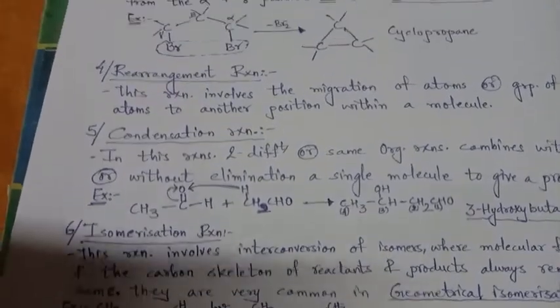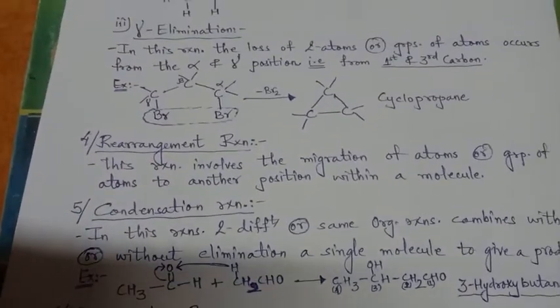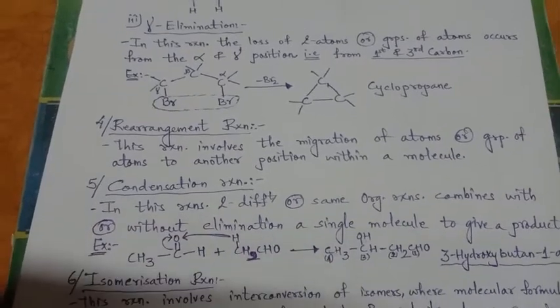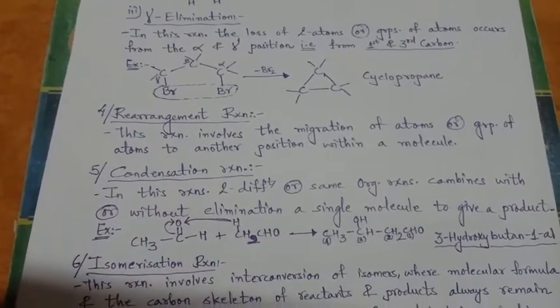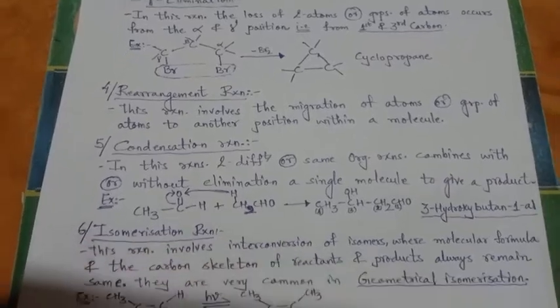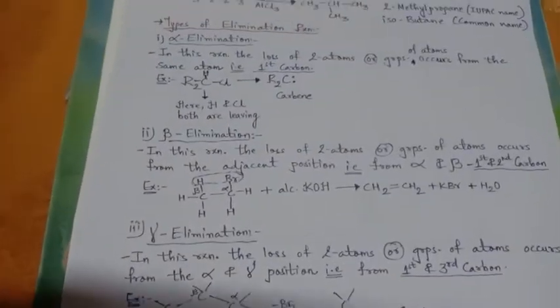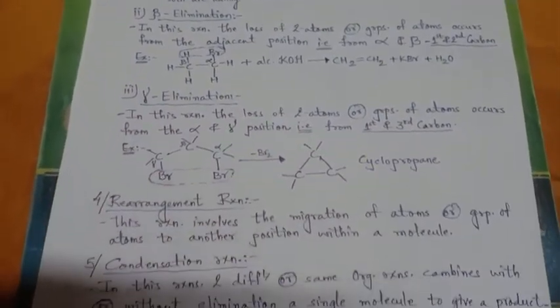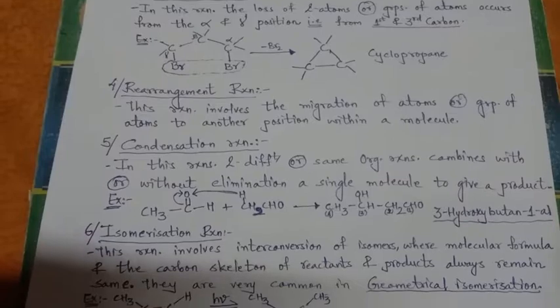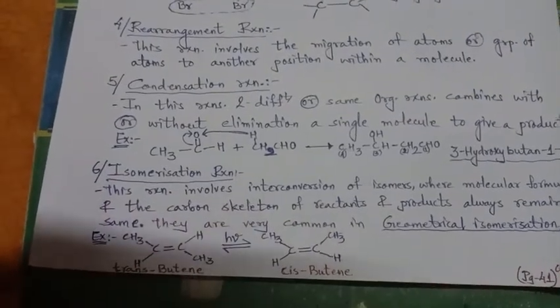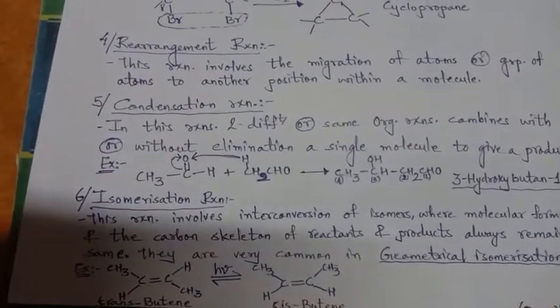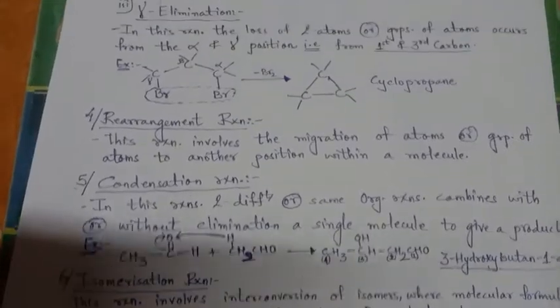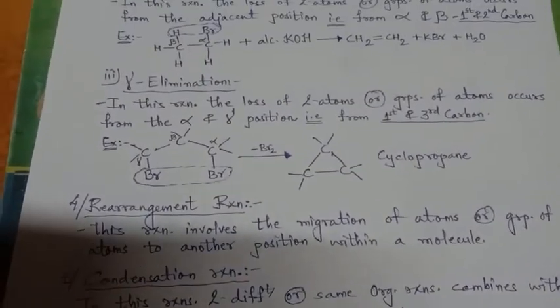So these are the 6 reactions: substitution, addition, elimination, right, rearrangement, condensation and isomerization reaction. Please go through it properly and try to understand, right? Read it again and again. All the topics, read them again and again, and go through the videos also again and again, so you will understand very easily, right? Thank you.